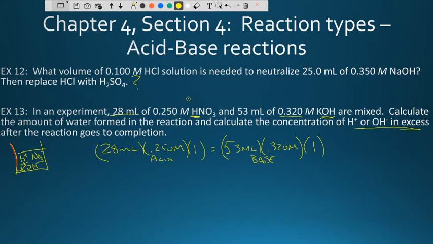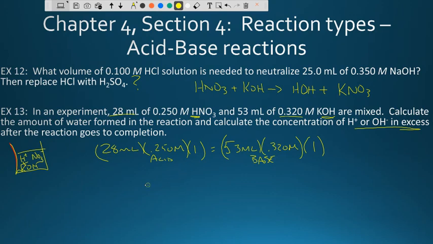Okay, so let's take a look, and it also asks about the hydrogen or hydroxide in excess. So I have nitric acid, I have potassium hydroxide. It's going to be a precipitate reaction, kind of behave that way. And what I see is I'm going to end up with water as HOH, and I'm going to get potassium nitrate. Okay, so the question is, how much of each do I have?